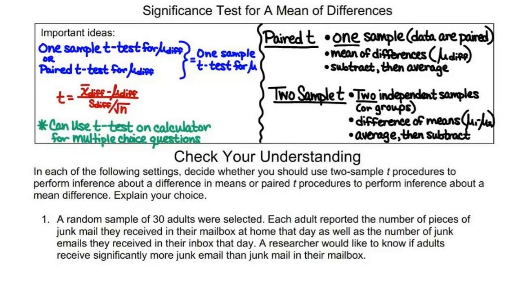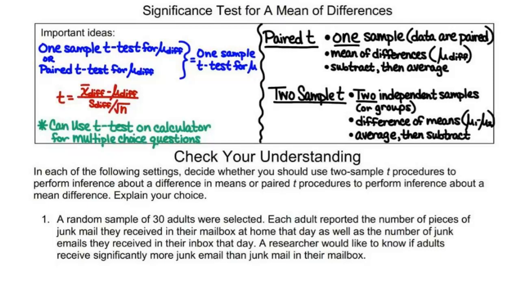A two sample t, we have two independent samples, two separate groups, and we've gathered one piece of information about everybody in those two separate groups. So for this one, that's a mu1 minus mu2. We average things, and then we take just those two numbers and subtract. So that's kind of our big difference between those two.